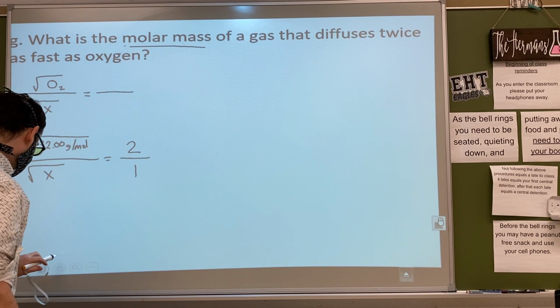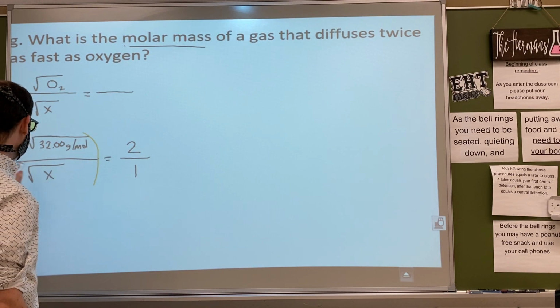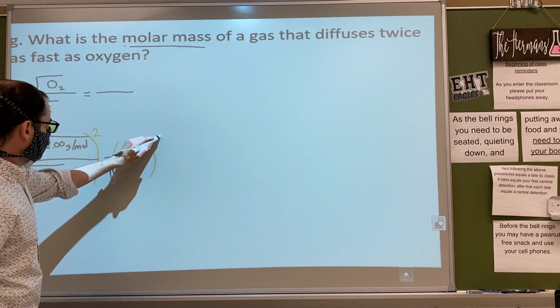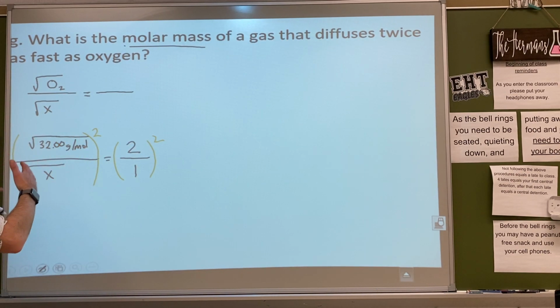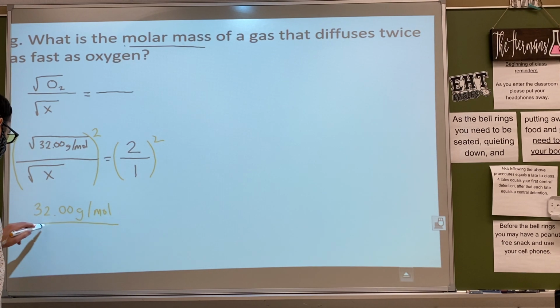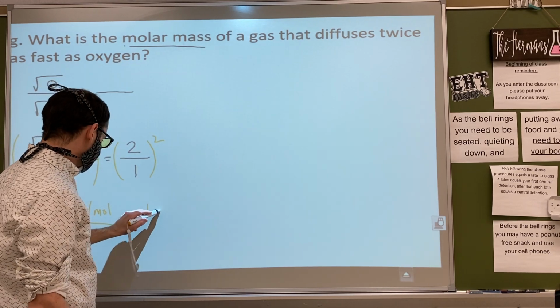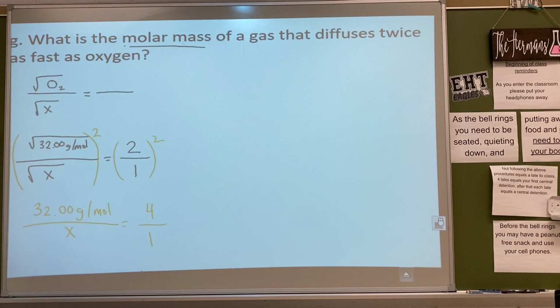All right? Okay, cool. All right, so what's the next step that we do before we start cross multiplying? We have to square it, right? We need to get rid of these square roots. All right, so let's square and square. On the left, it just gets rid of all the square roots. So it's 32.00 grams per mole divided by X. And then on the right, it's going to be 2 squared, which is 4 over 1. And now we can just cross multiply and solve it.